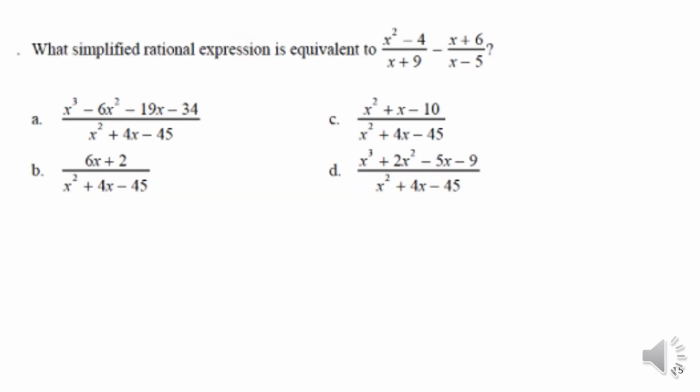Here's a more complicated test question. What simplified rational expression is equivalent to x squared minus 4 over x plus 9 minus x plus 6 over x minus 5? Notice all of our answers have the same denominator.